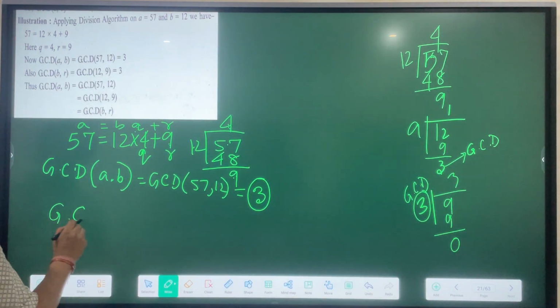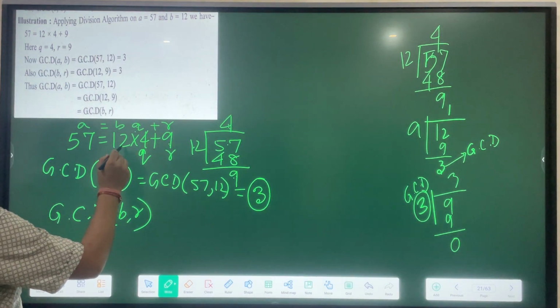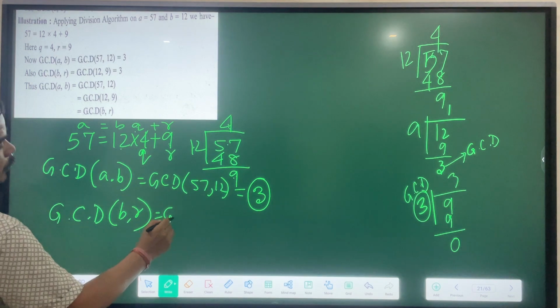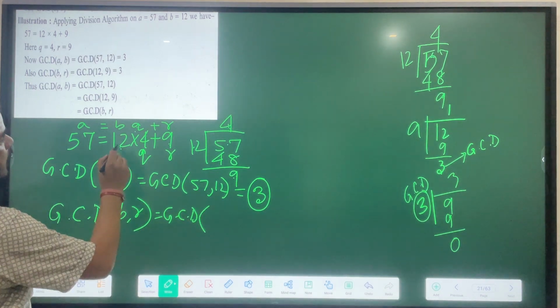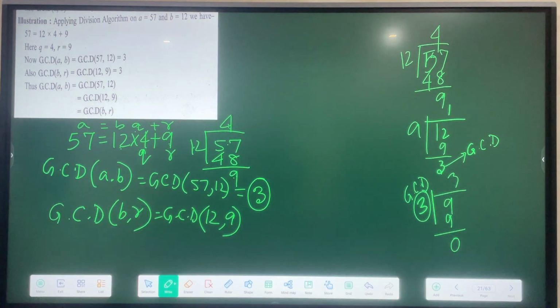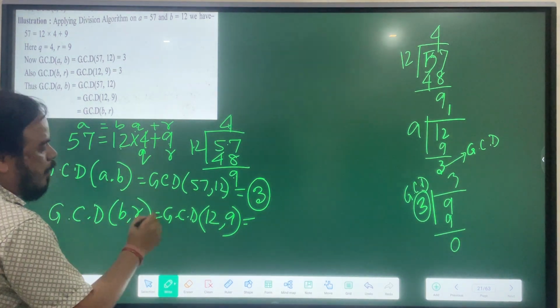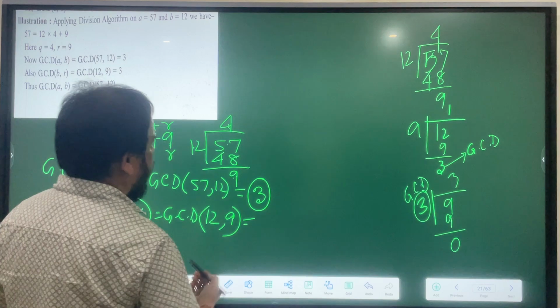Now GCD of B, R. B is 12 and R is 9. Let us see whether we get 3 or not. GCD of A, B we have got 3. GCD of B, R, do we get 3 or not? 12 and 9.